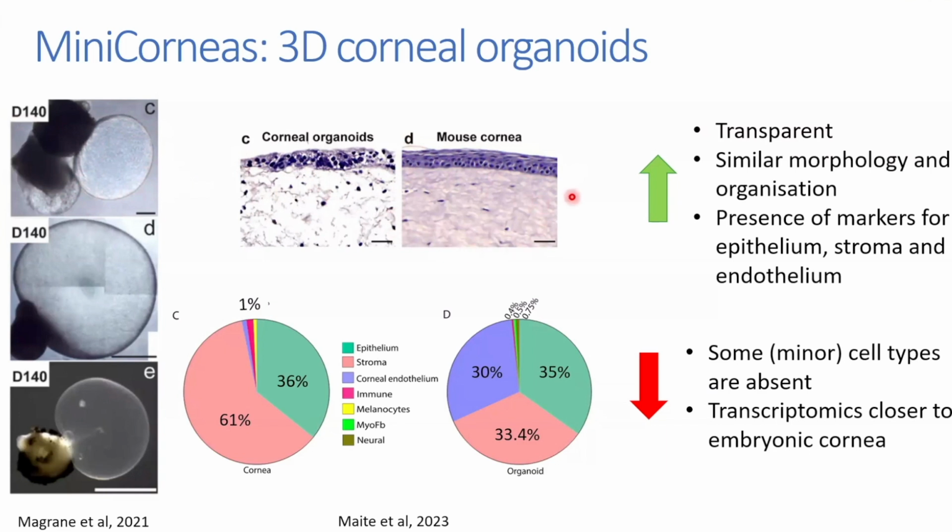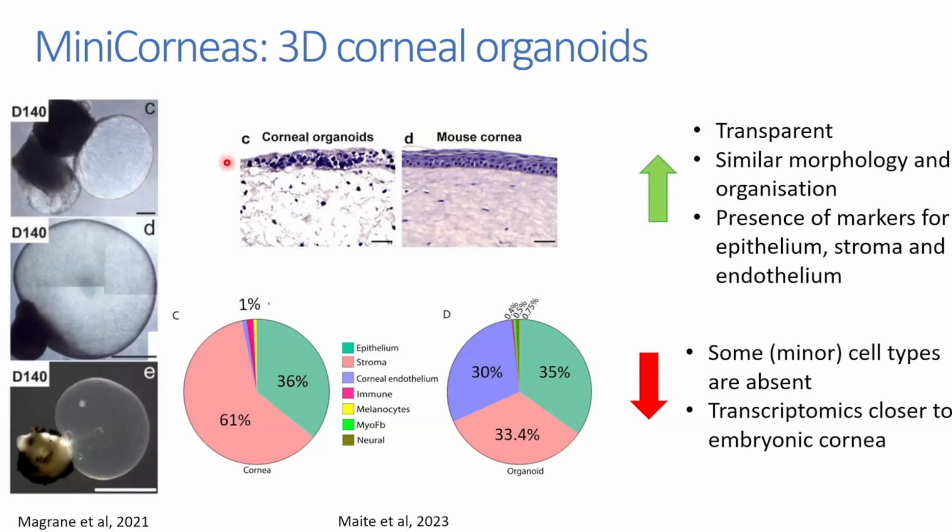Of course, there are several advantages to this. Some I already said. Looking at it, we see they're transparent. That's also quite important because the cornea is transparent. It does have a similar organization, like I mentioned here, compared to the mouse cornea. And when researchers have stained them and looked for specific marker genes, we do find markers for the epithelial cells, for the stroma cells, and the endothelium.